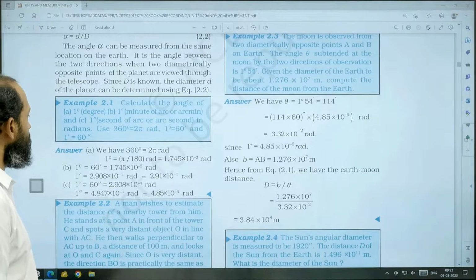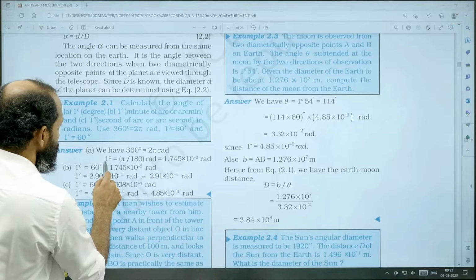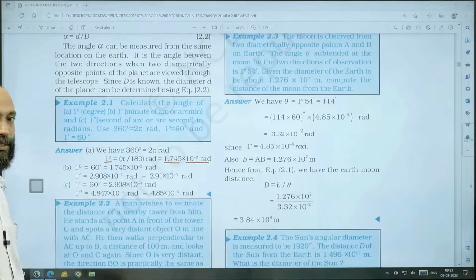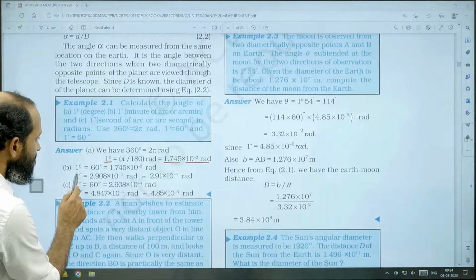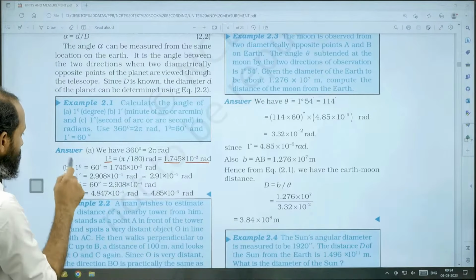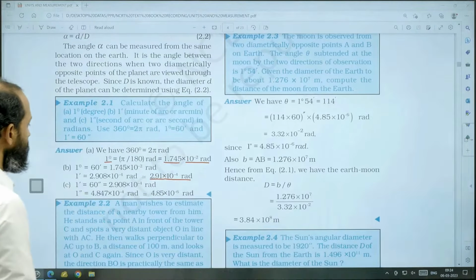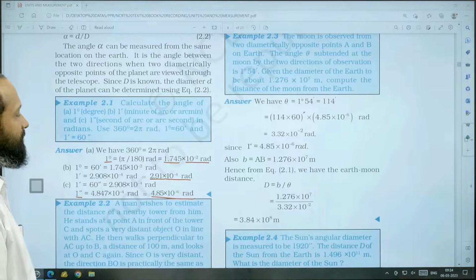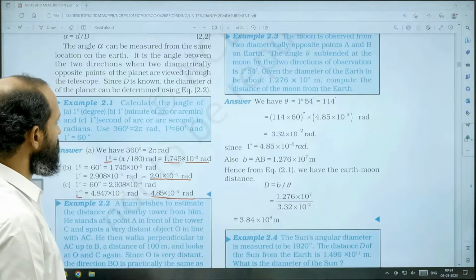You can learn by heart all these results, which have been calculated in the textbook. 1 degree is equal to 1.745 into 10 to the power minus 2 radian. It is compulsory to learn this by heart. 1 degree equals what? 1.745 into 10 power minus 2 radian. Then 1 minute is equal to 2.91 into 10 power minus 4 radian. 1 second is equal to 4.85 into 10 power minus 6 radian. Students, learn by heart all the three important results.